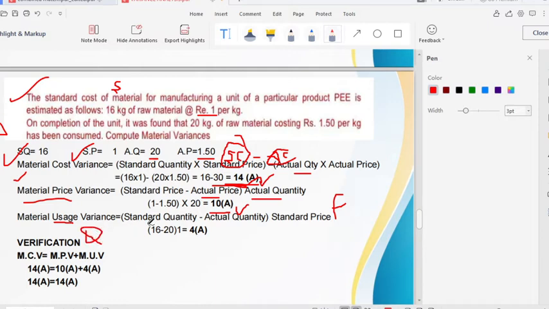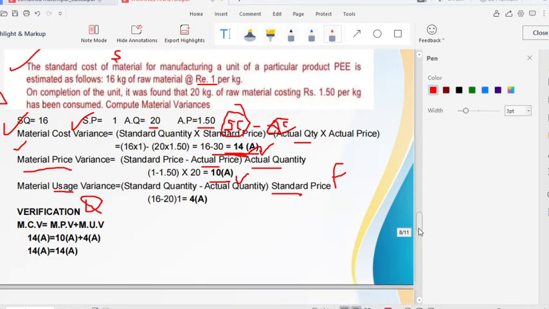So standard quantity minus actual quantity into standard price. The variation in the quantity will be known as material usage variances. See, after finishing all this, there will be a verification, to check whether your answer is correct or not. That is, material cost variance is equal to material price variances plus material usage variances. So you should get a tally here.